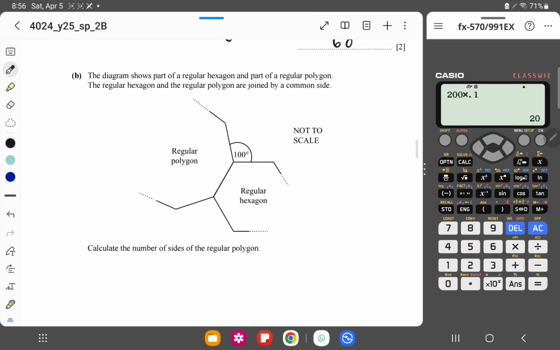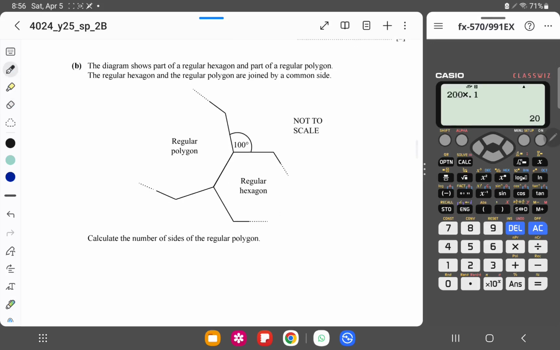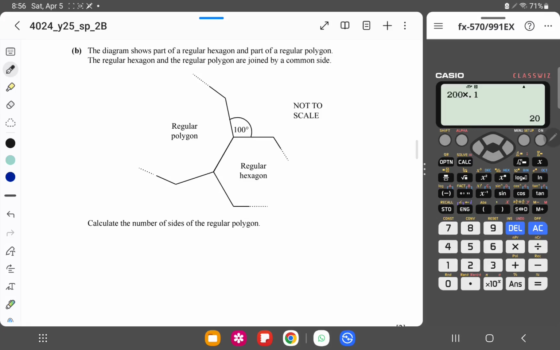Part B. The diagram shows part of a regular hexagon. This is the hexagon here. So part of a regular polygon and the regular hexagon are joined by a common side. So this is the common side we can see. All right, so calculate the number of sides of the regular polygon. It means that we have to find the value of n here.